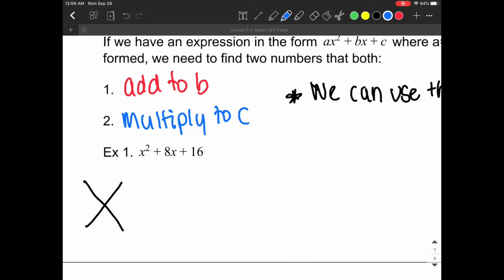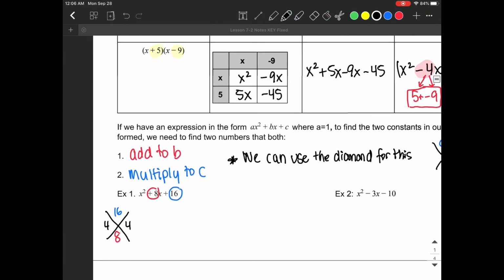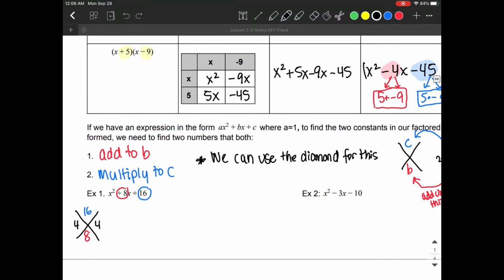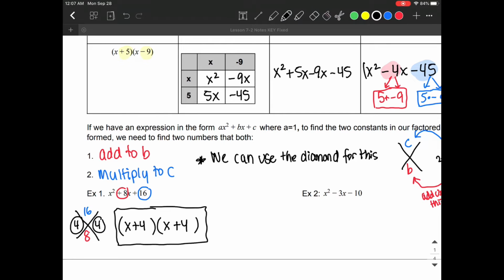With the diamond, I'm looking for two numbers that multiply to 16 and add up to 8. Those two numbers are 4 and 4. These numbers immediately tell me what's in factored form. My first term inside the parentheses is going to be x, and I'm going to add 4 in the first one and add 4 in the second one. These numbers tell me directly my factored form, and this is my final answer.